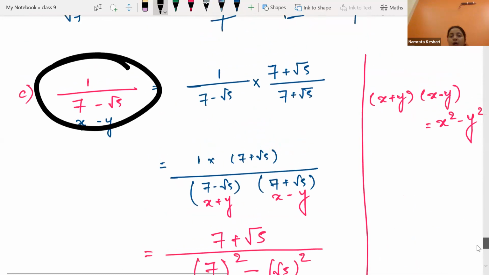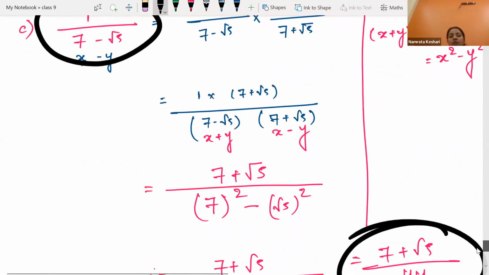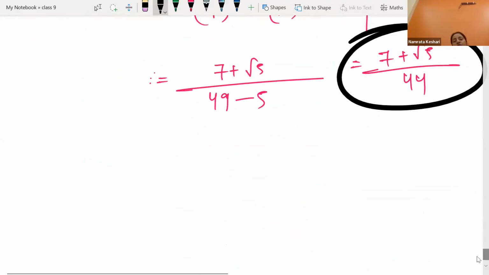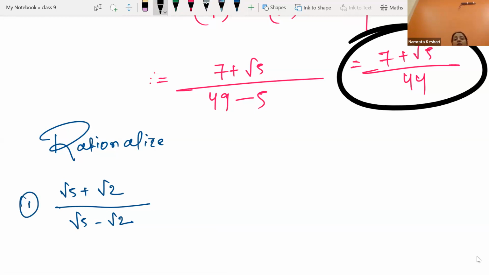Yes, ma'am. So from now onward, whenever we see an x plus y structure or x minus y structure in the denominator, we will be doing the multiplication with the opposite one just to create the formula. For example, if we are having root 5 plus root 2 by root 5 minus root 2, and again we have to do rationalization. So what we will do, we will be just focusing on the denominator, just the denominator, because here only the root is not allowed.